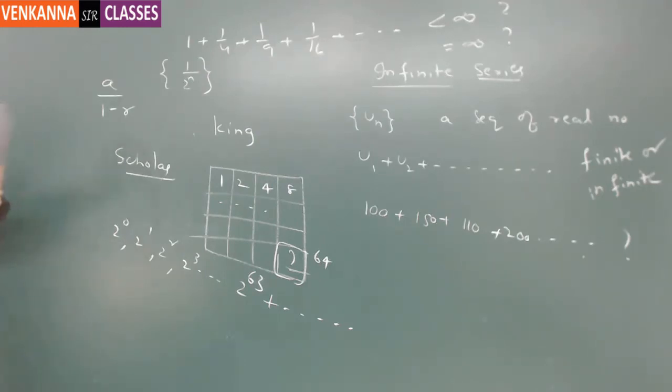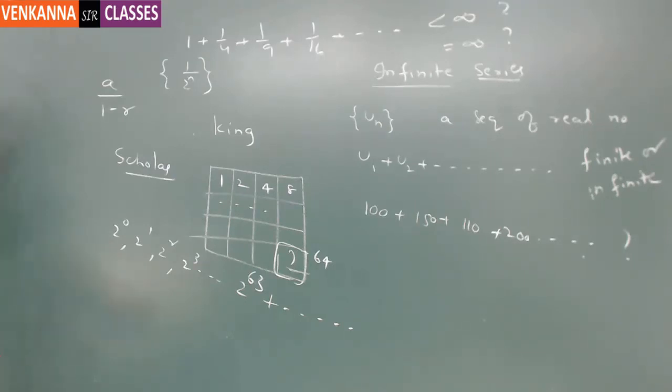So the whole idea of infinite series is, I have a sequence with me. I am summing all the terms in the sequence, the values in the sequence. I am finding whether it is a finite sum or not. That is what I am doing actually. So if the sum of the infinite values is finite, we say that the series is convergent.